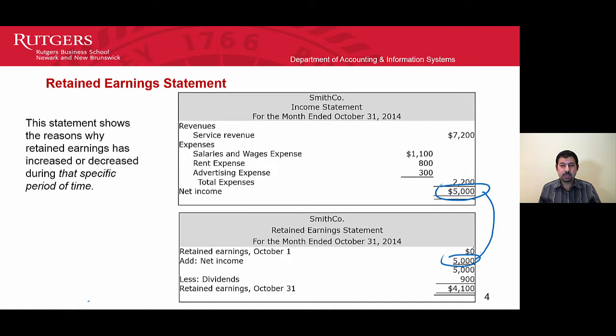The way we do it is we start with the beginning balance, retained earnings beginning balance, we add net income, we subtract the dividend, and then we end up with the retained earnings at the ending period. Now, once again, we have here the name of the company, the statement, and the period that was covered. This is, as you can see, the same as the period that was covered in the income statement.